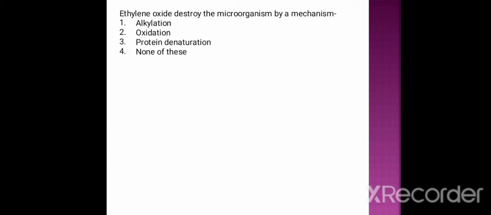So let's start today's session. The first question: Ethylene oxide destroys microorganisms by which mechanism? Option 1 alkylation, option 2 oxidation, option 3 protein denaturation, and option 4 none of these. And the correct option is alkylation.